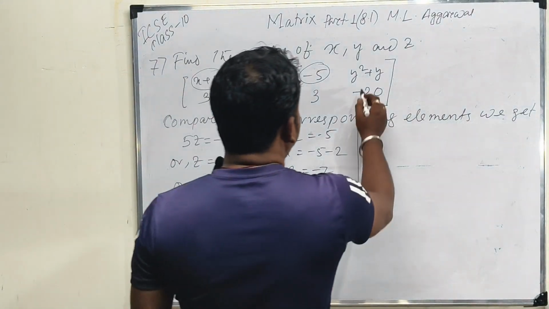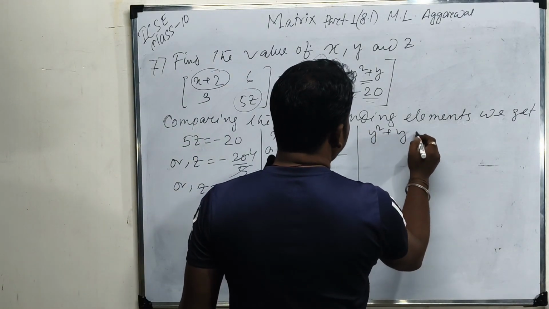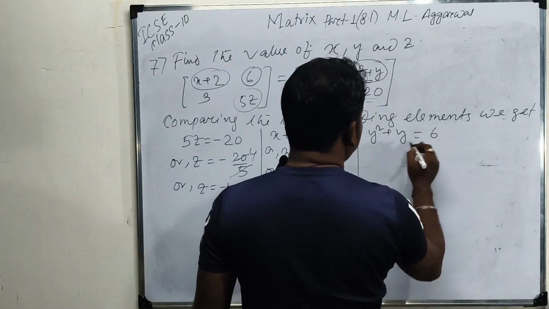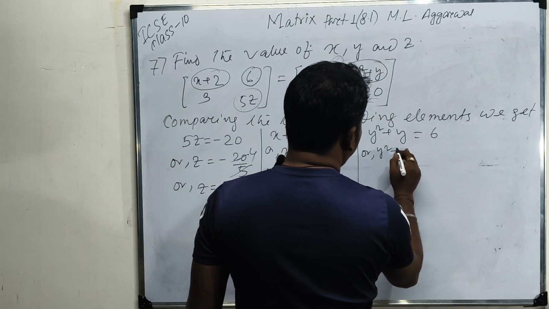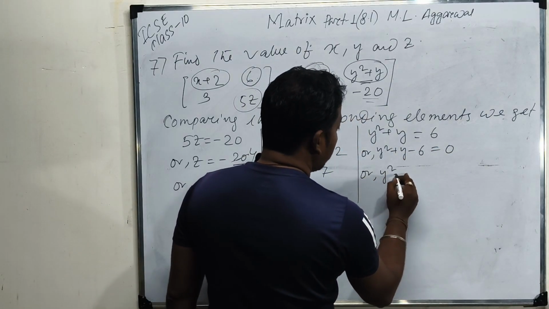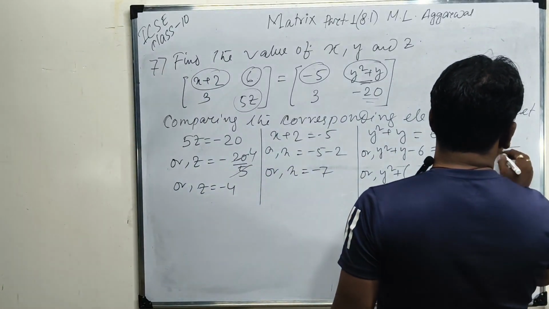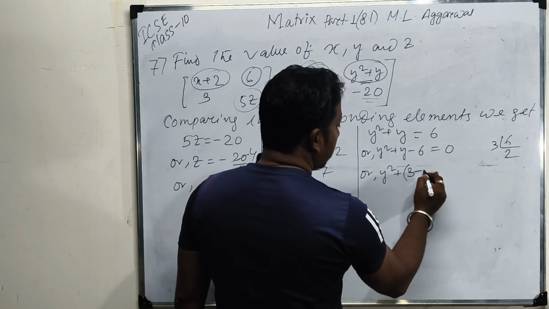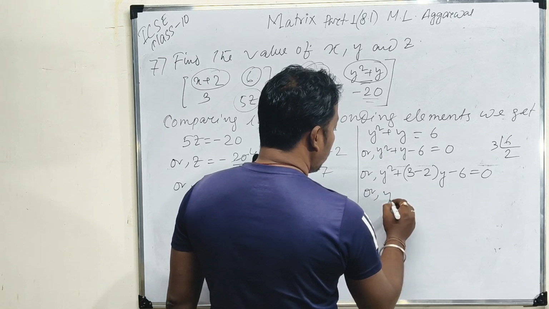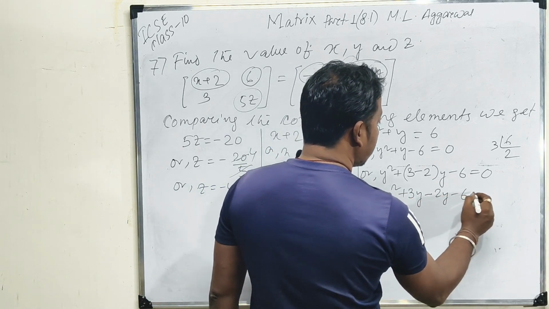simply find out the value of y. Here y square plus y equals, the position is 1 2, here also 1 2, that is 6, or y square plus y minus 6 is equal to 0. Simply apply the middle term factor. How? 3 times 2 is 6, that is 3 minus 2, y square plus 3y minus 2y minus 6 equals 0.